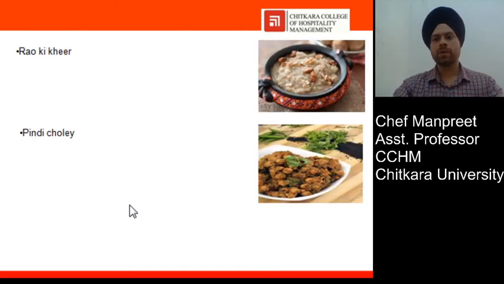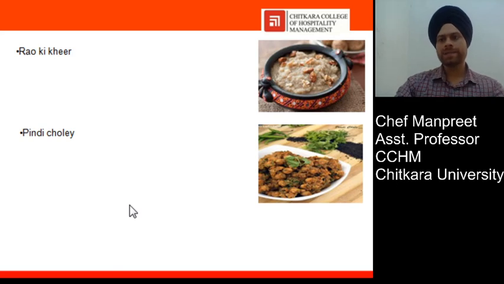After that we have ruha ki kheer. Ruha ki kheer is basically a delicacy from Majha, Punjab, and it is prepared with the help of rice along with sugarcane juice. Sugarcane juice, ganne ka ras. Ruha means ganne, and ruha ki kheer is prepared with the help of ganne ka ras, sugarcane juice.